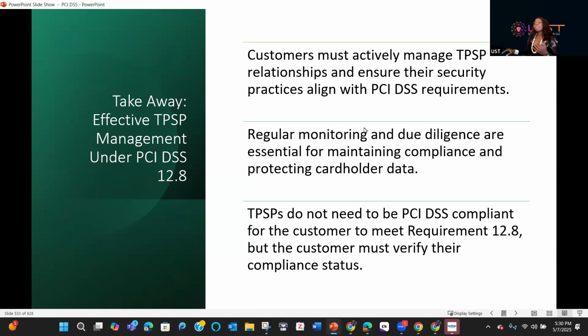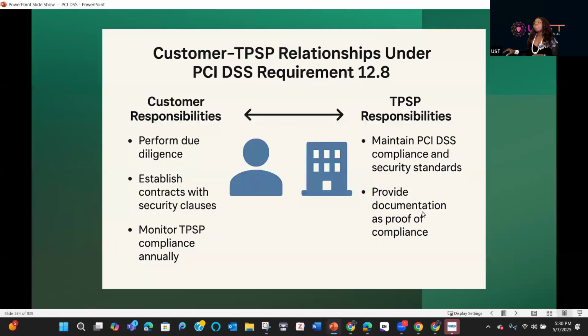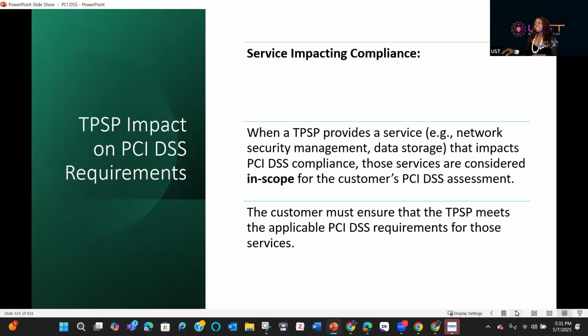But the third-party service provider does not need to be, again, as we all know, PCI DSS compliant for this to meet requirement 12.8, but still the customer will want to verify their compliance status and make sure that they implement best security practices. And this is exactly all the things that we'll discuss with the customer just performing their due diligence, right?